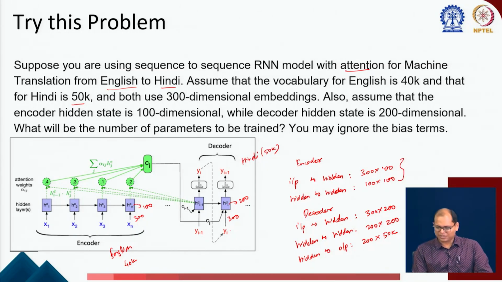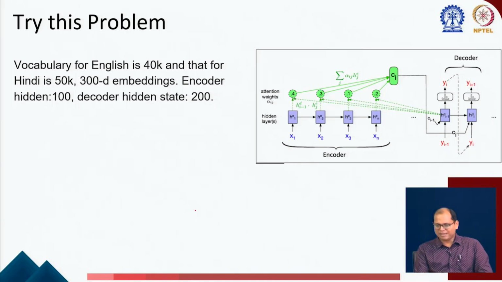You can add all these up to get the number of parameters, ignoring bias terms. Now what extra is added due to attention? Due to attention, you are creating a dynamic context vector and feeding it every time to your hidden state. So that means you have to have this connection: the context vector would give input to the decoder hidden vector. So how many dimensions do you need?